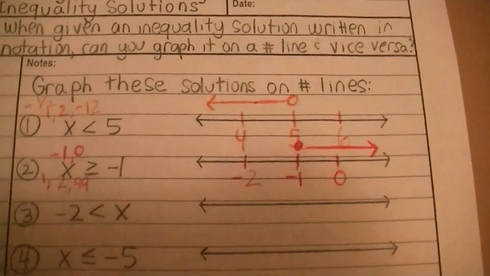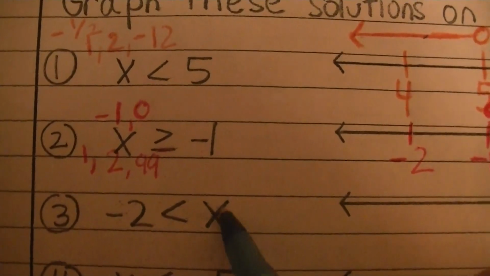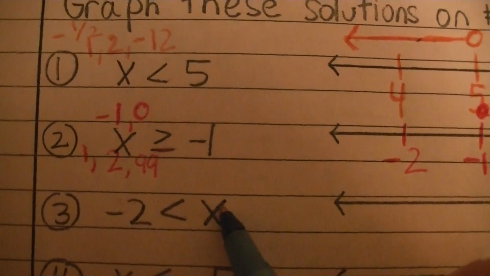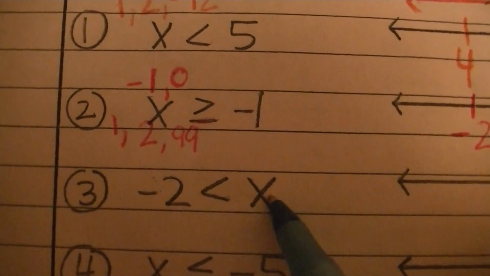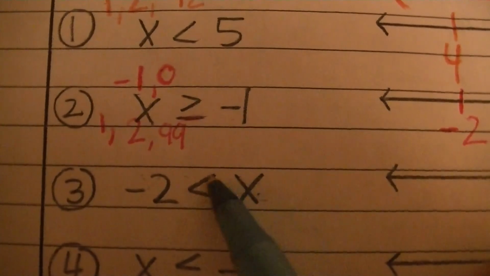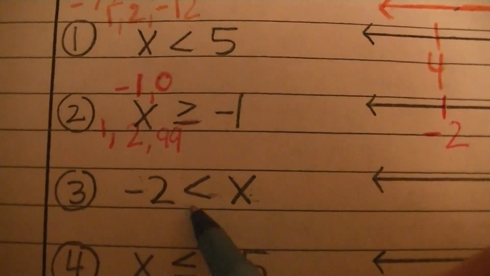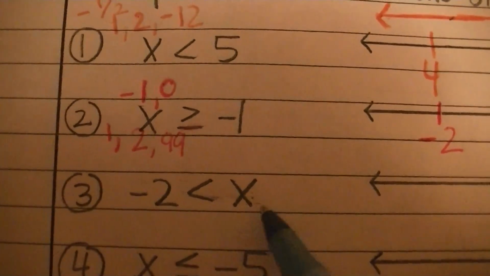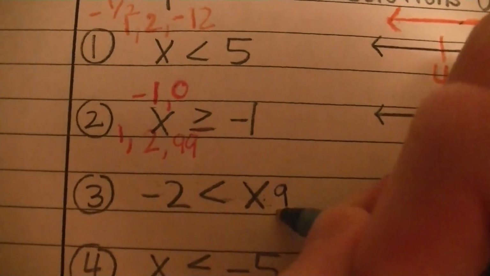Okay, for the next one, it says negative 2 is less than x. So that means that x, the value of x, has to be bigger than negative 2, okay? So think of numbers that x could possibly be. Remember this? It opens up to the number that's going to be bigger. So think of numbers that are bigger than negative 2 and write down a couple. Don't skip this step. 9's bigger than negative 2.